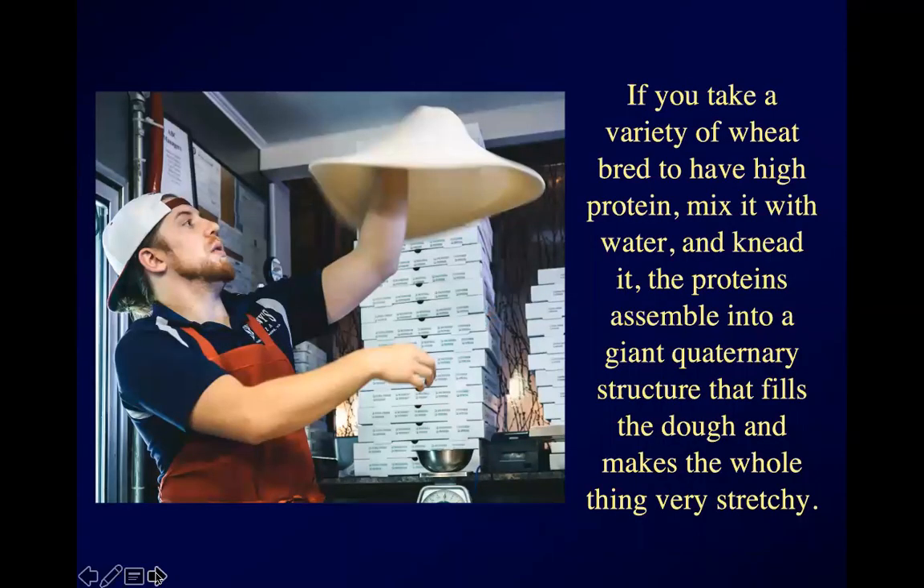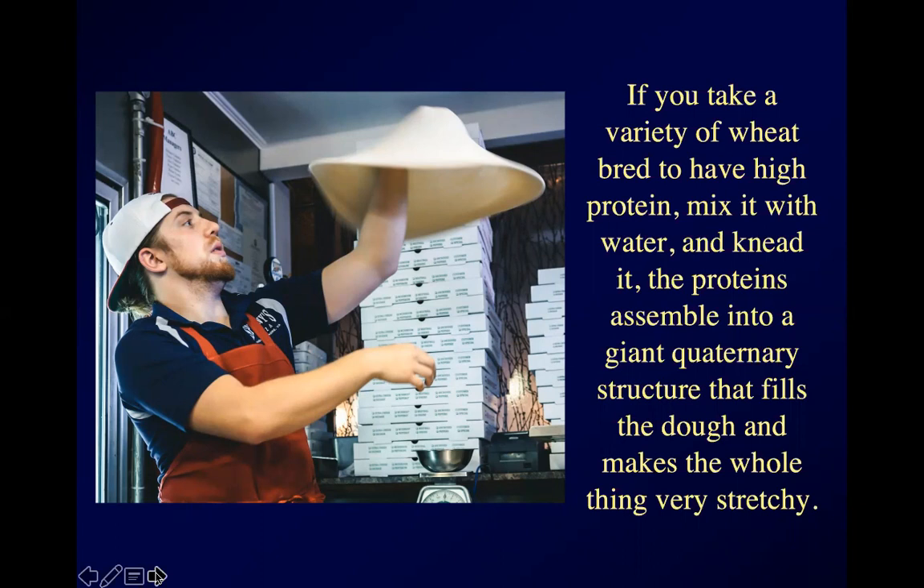Okay, suppose you take a variety of wheat that's been bred to have lots of protein in it, and you mix it with water, and then you start kneading it, squashing the dough and rolling it out and squashing it and punching it and squashing it. That causes the gliadins and the glutenins to assemble into a giant quaternary structure. And if you knead it enough, that giant quaternary structure will fill the entire dough. And that giant quaternary structure is very stretchy.